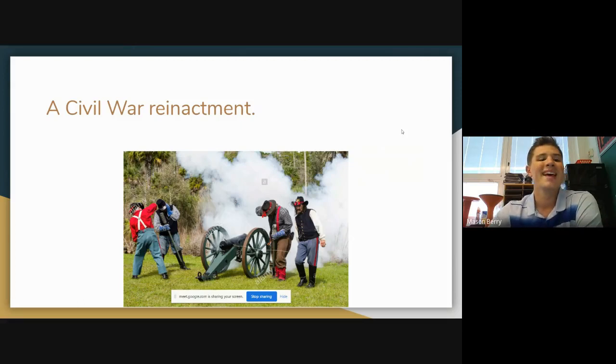We have two more. A Civil War reenactment. Is this primary or secondary? Tell me at the bottom. This is a secondary source because these people who are acting out the Civil War were not actually there to experience the Civil War. They did their research to find out what happened, to put on shows and show other people what happened.